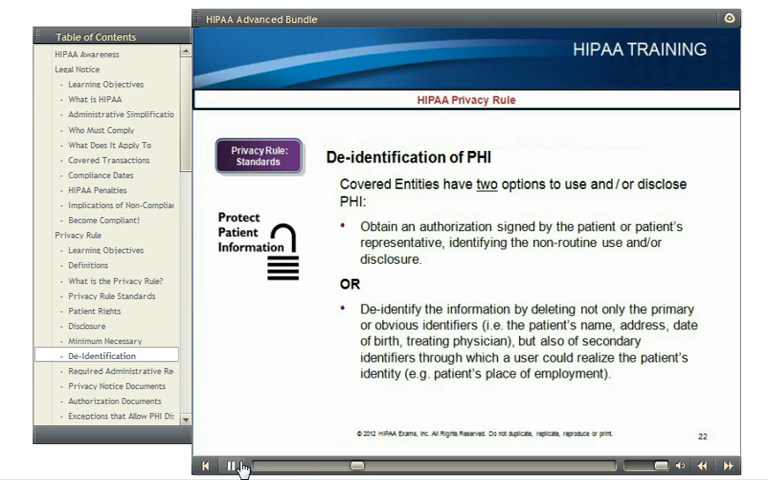De-identification of PHI. Covered entities have two options to use and/or disclose PHI. Obtain an authorization signed by the patient or patient's representative, identifying the non-routine use and/or disclosure. Or, de-identify the information by deleting not only the primary or obvious identifiers, i.e., the patient's name, address, date of birth, treating physician, but also secondary identifiers through which a user could realize the patient's identity, e.g., patient's place of employment.